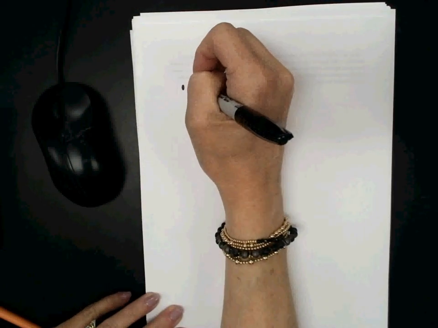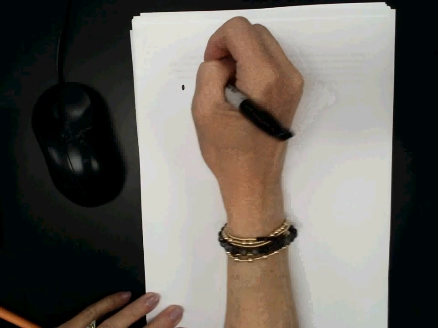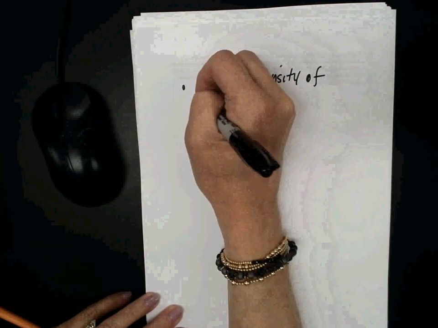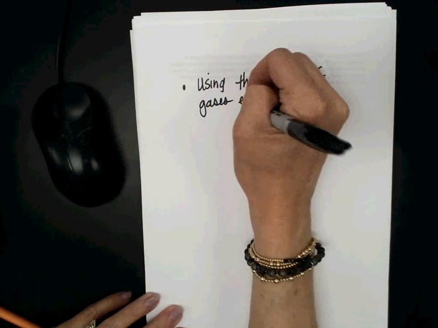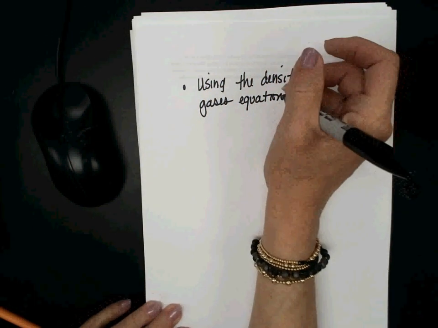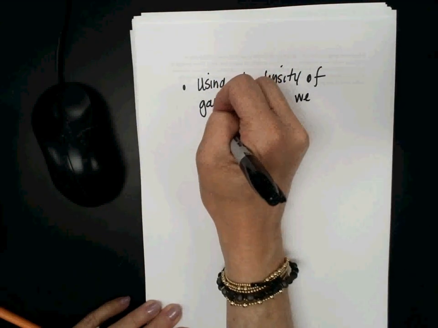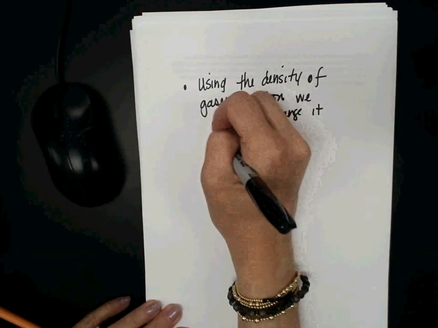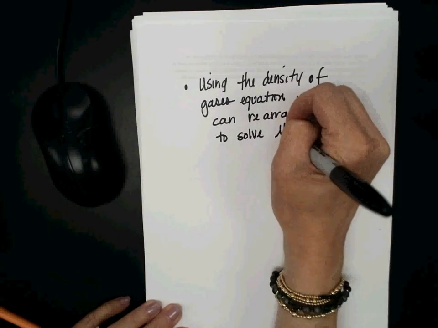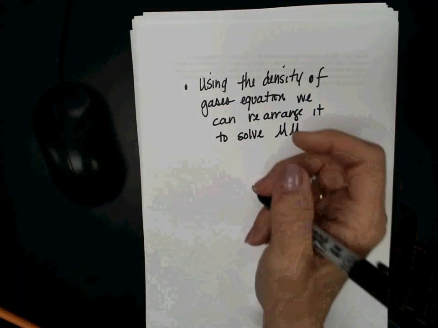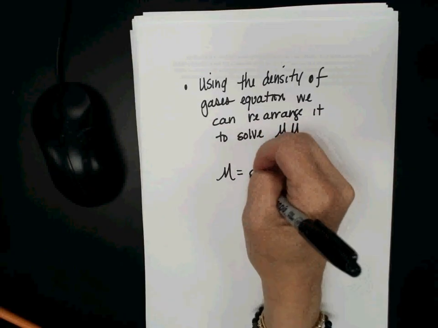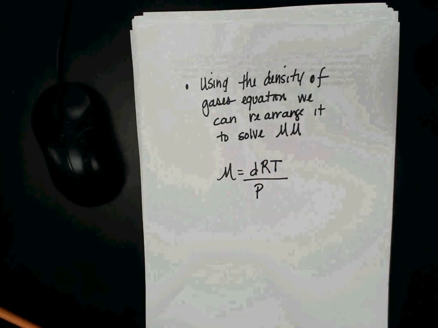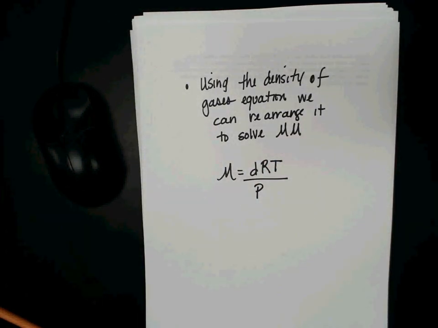Okay, so then we can say, using the density of gases equation, we can rearrange it to solve for molar mass. We just talked about that. When I do that, I get a formula that looks like this. Molar mass is equal to density times the ideal gas constant times temperature over pressure.